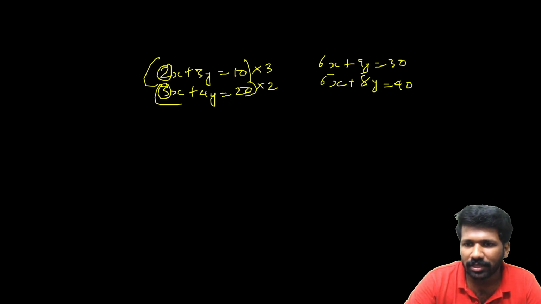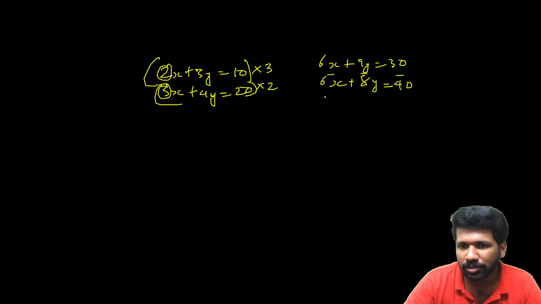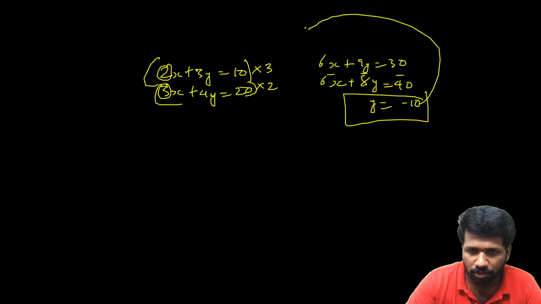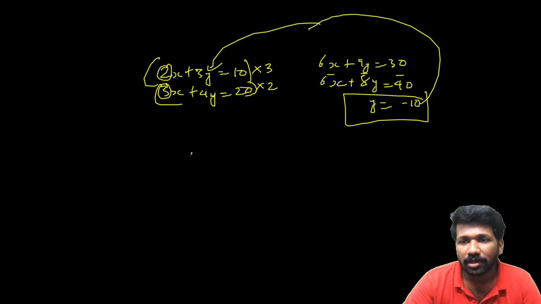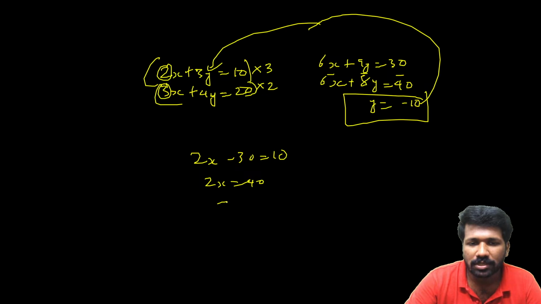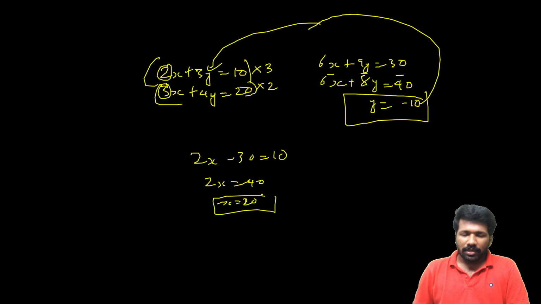Now subtract these two. Subtracting these two, what will you get? Y is equal to minus 10. That y is equal to minus 10, if you substitute into any of the equations, you will get the value of x. If I substitute here, 2x minus 30 is equal to 10. That is 2x equal to 40, x equal to 20. So this is called the elimination method.